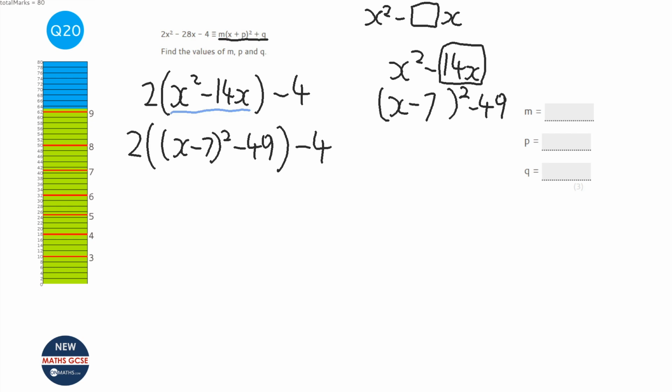Now, I have that minus 49 on the inside of the brackets, and I want to collect that with the minus 4 on the outside of the brackets. So I'm going to just expand the big brackets. I'm going to times the x minus 7 squared by 2, and I'm going to times the minus 49 by 2. And so I can collect the numbers together.